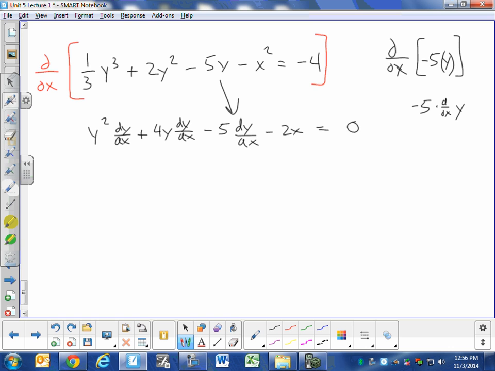Okay, so now that we have this, we need to solve for dy/dx. That's what I'm trying to find. I'm trying to find my derivative, my instantaneous rates of change. I need some sort of equation, whether it's implicit or explicit, so that I can plug in points to find slopes of tangents. How will we do that? Move the stuff without dy/dx's onto one side. Leave all the stuff with dy/dx's on the other.